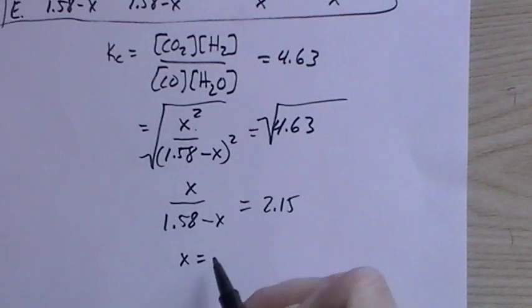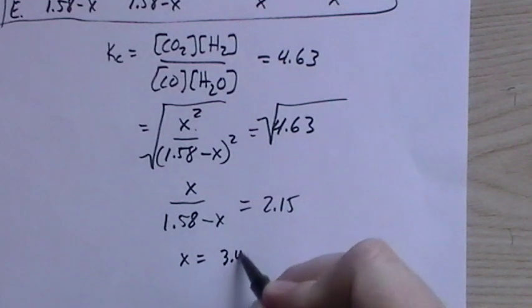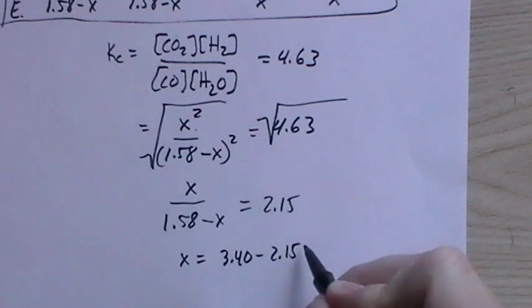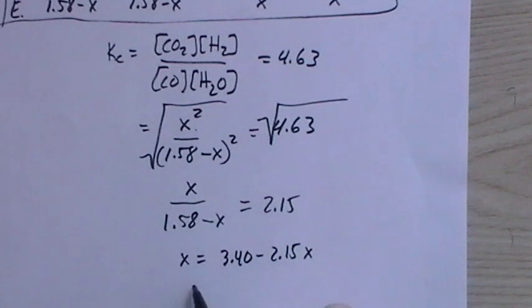You do x. I can do it out, 2.15 times 1.58. This is 3.4 minus 2.15x. And then this would be 3.15x is equal to 3.4. I might be off the page, but I'll be back on there in a second.